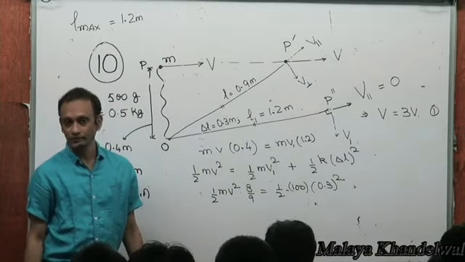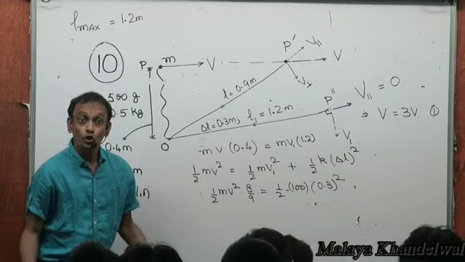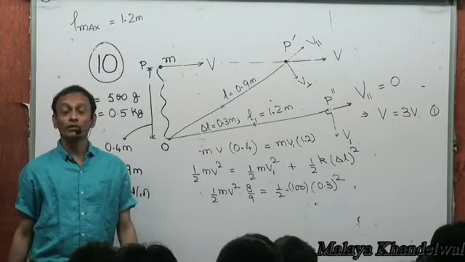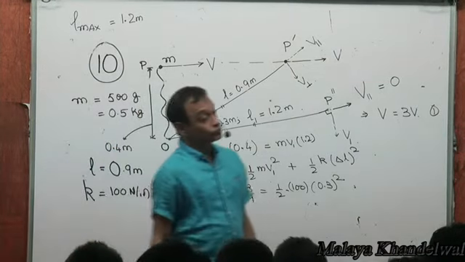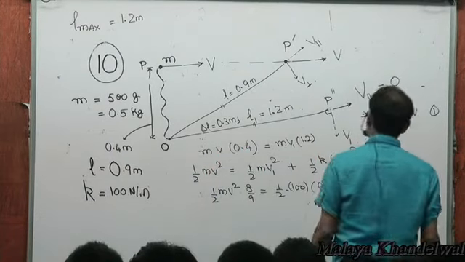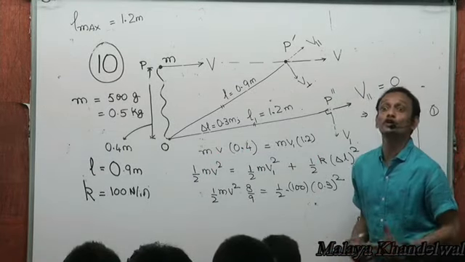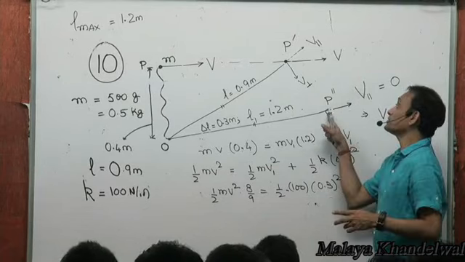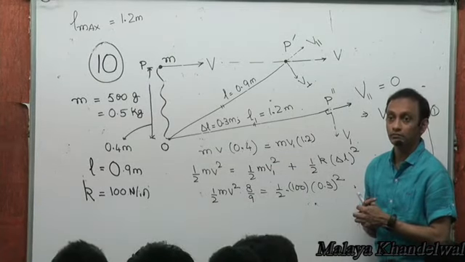Simple calculations, really. Right? Now, what is the radius of curvature of the trajectory when the particle comes through P double prime?